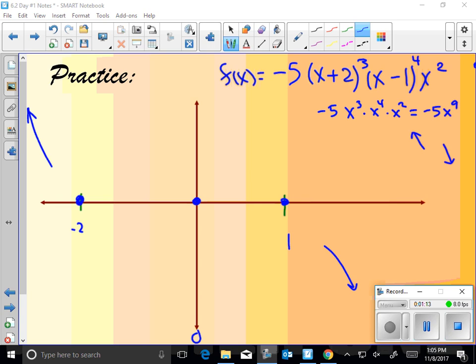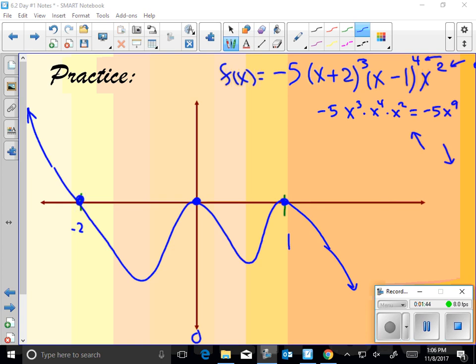Where will it bounce? It'll bounce at 1. Why? Because the multiplicity there is even. It'll also bounce at 0 because the multiplicity there is even. So this graph is going to bounce here because it's even multiplicity. It's going to bounce here because it's even multiplicity. And it's going to pass through because of the odd multiplicity.